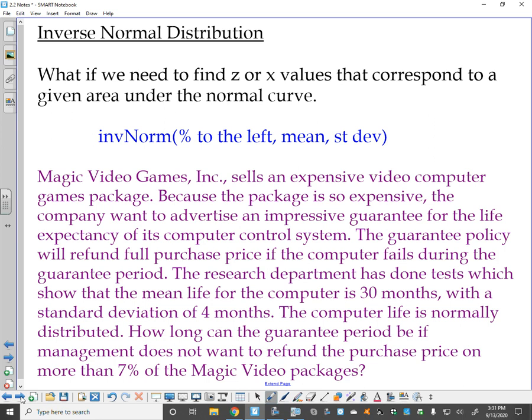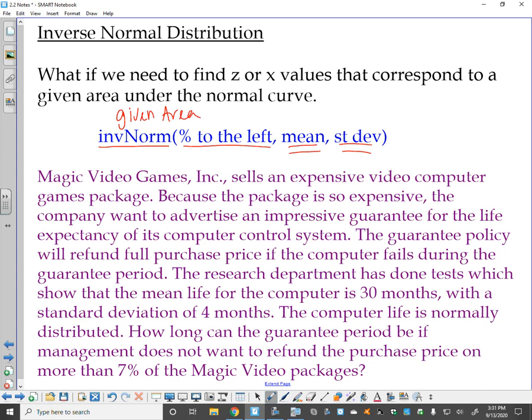So it says, what if we need to find our z or our x values that correspond to a given area under the normal curve? Okay, now you've got inverse norms. That's inverse normal distribution. Inverse norm. You're going to use inverse norm when you are given area. Okay, inverse norm only works with percent to the left. And we'll explain what that means. And then you need the mean and you need the standard deviation. Okay, now just sidebar for just a second.